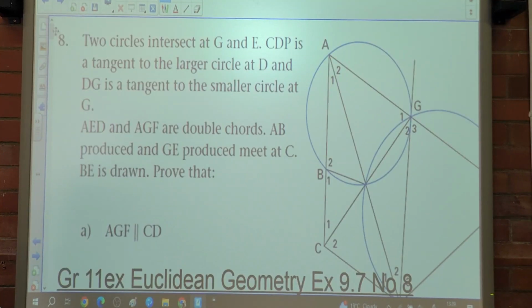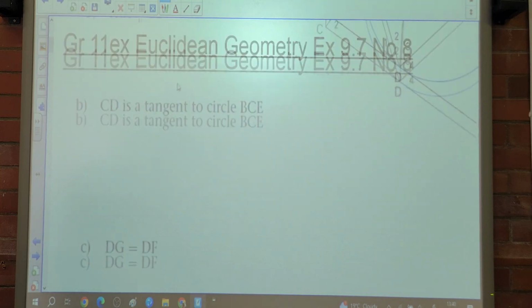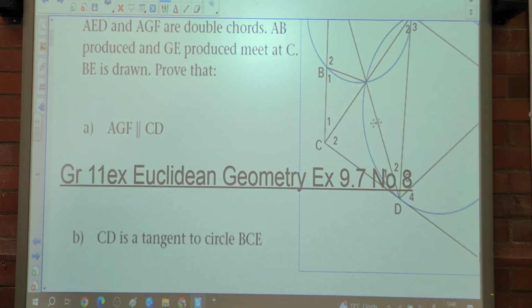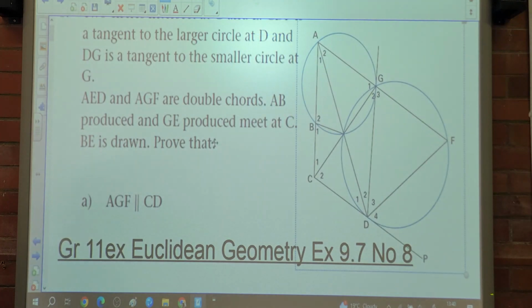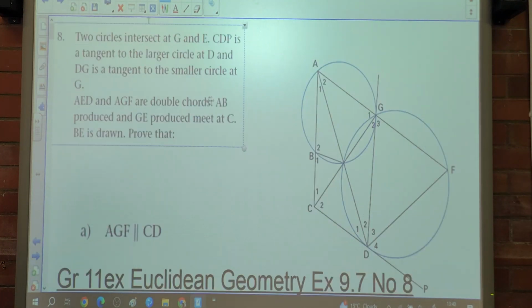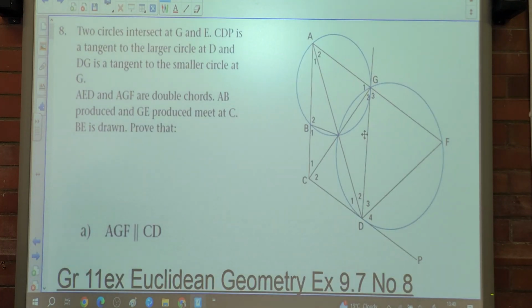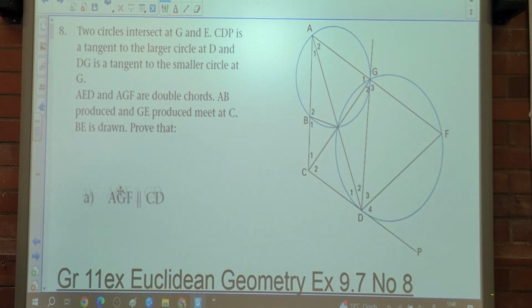For 9.7 we have two sums, three sums. Alright, so it's going to make that a bit smaller. And that is smaller as well. Okay. So we're looking at number 8 of exercise 9.7.